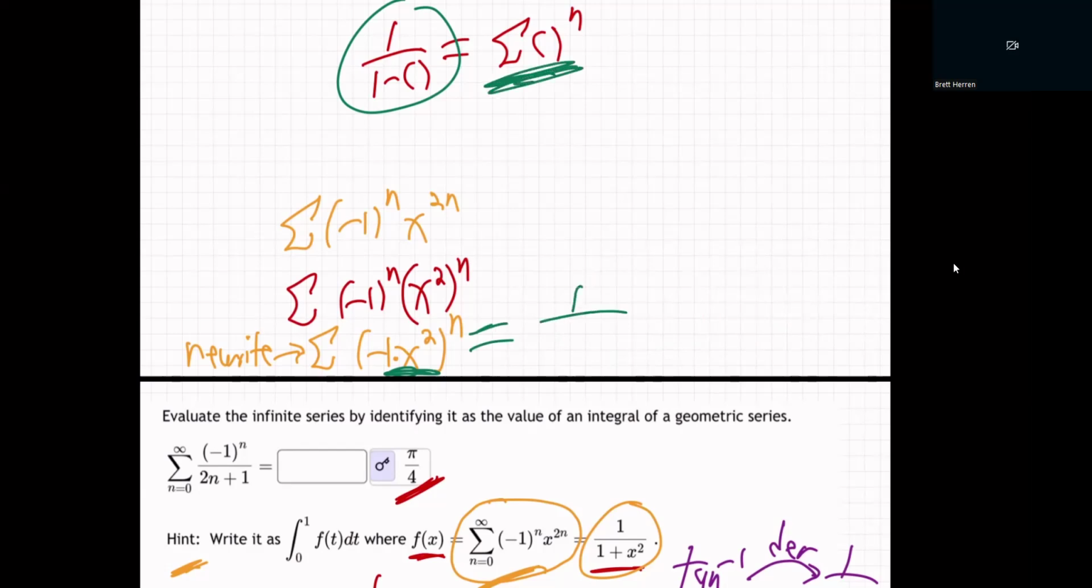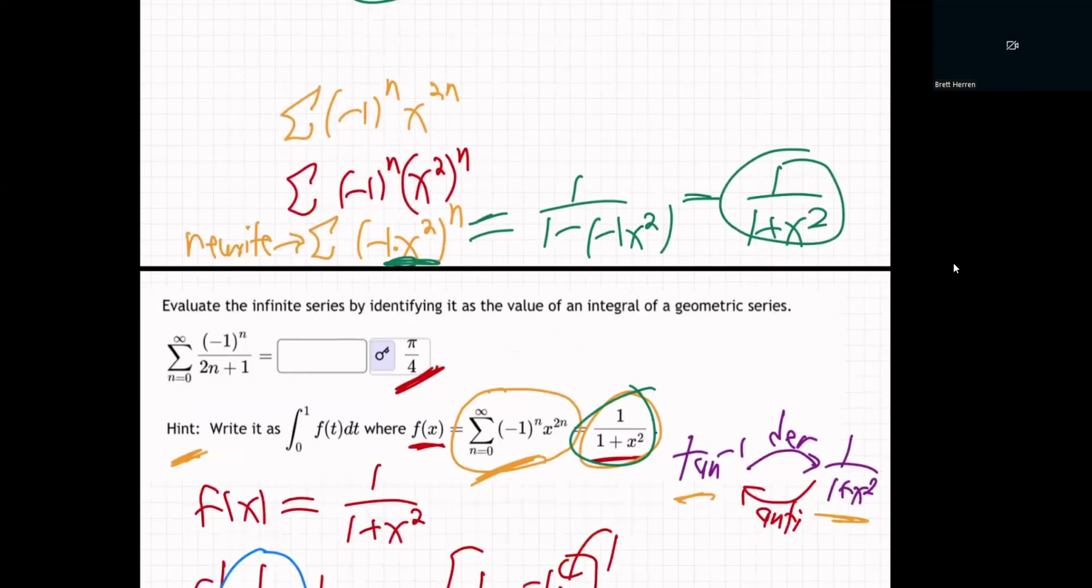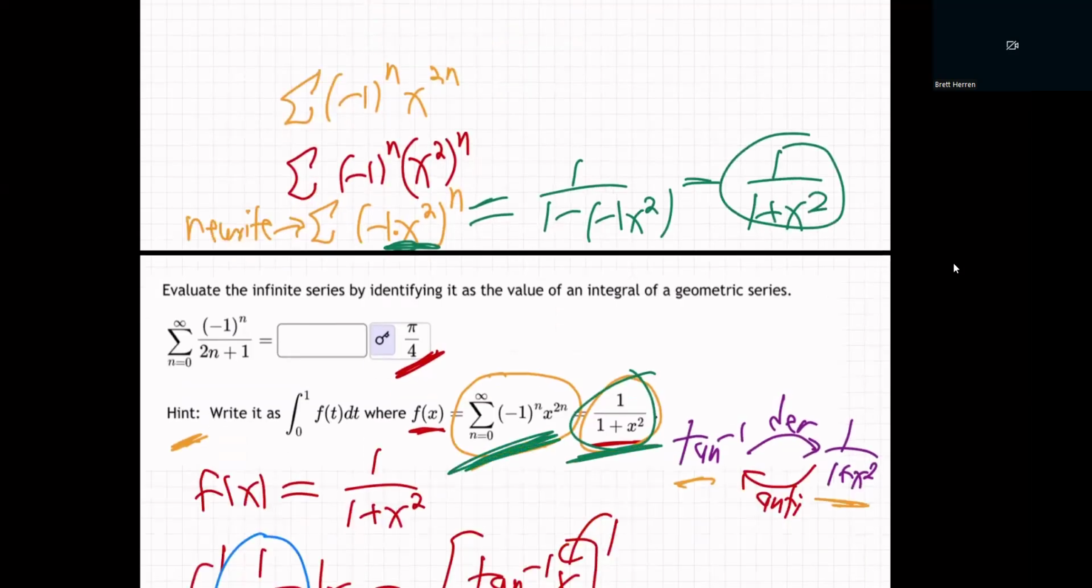This formula says it's 1 over 1 minus that stuff, not the n. I've got to read the formula. It says if you have the sum of anything to the nth, it's 1 over 1 minus that thing. Just that thing, not the nth power part, just that plug-in part. So it's just that, which is 1 over 1 plus x squared. Boom. That proves it. That's where they got that from.